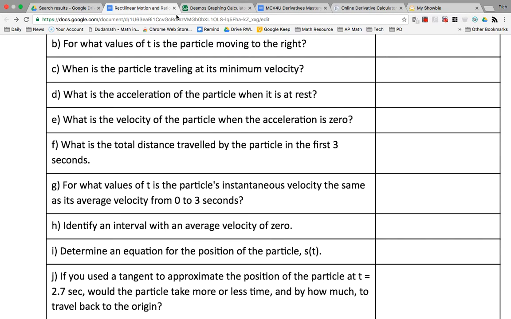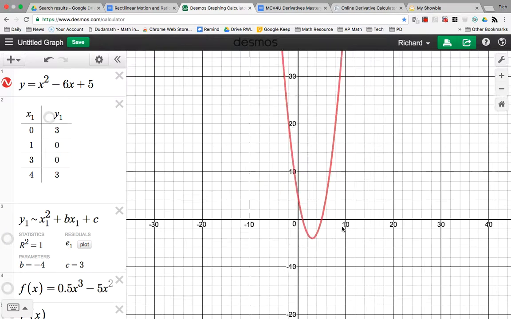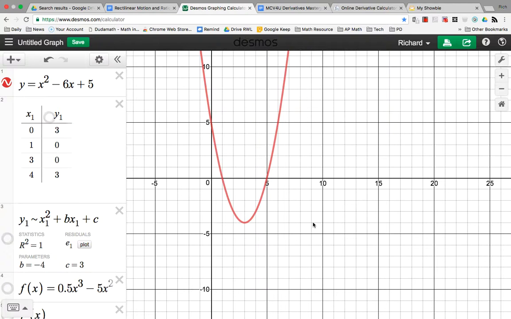So for that question, I'm just going to go into Desmos, and I've just got a curve on the screen here right now, and this will give you an idea. So let's assume that this is a position versus time graph, or an S of t graph. Okay, an S of t graph.